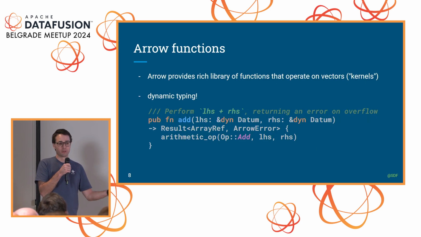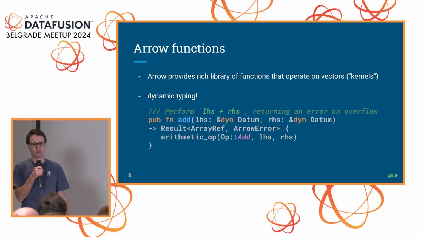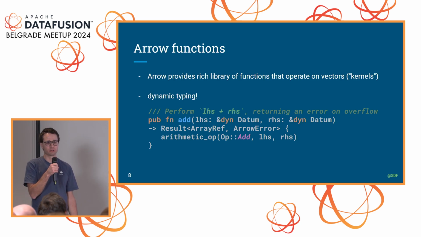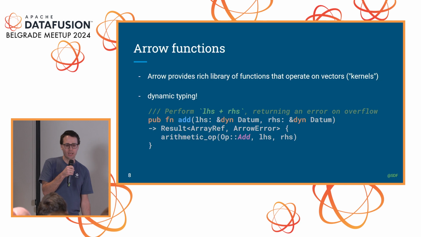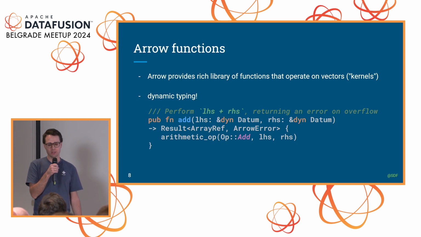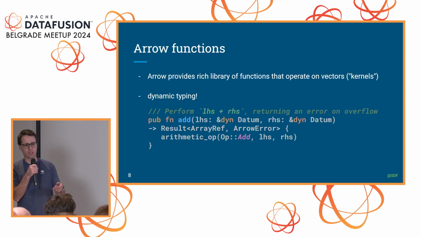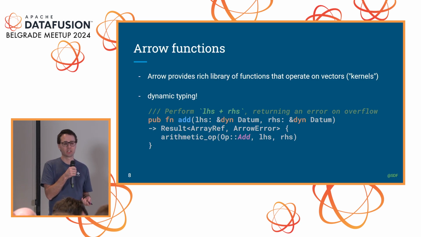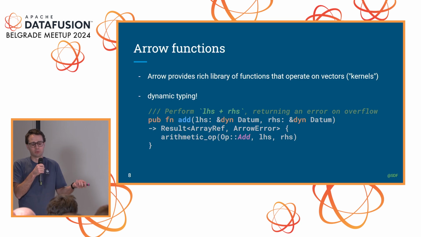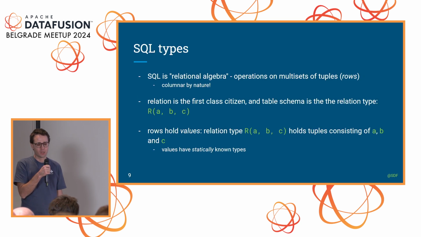And well, there are also functions. There's a rich library of functions or kernels or however we call them. And what's interesting is for us living in the Rust world of static typing, Arrow is actually a dynamically typed language. When you program Arrow, you have dynamic typing all the way.